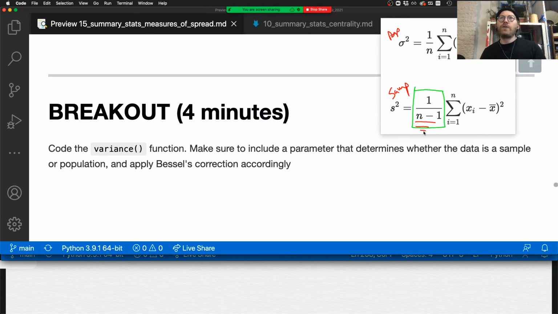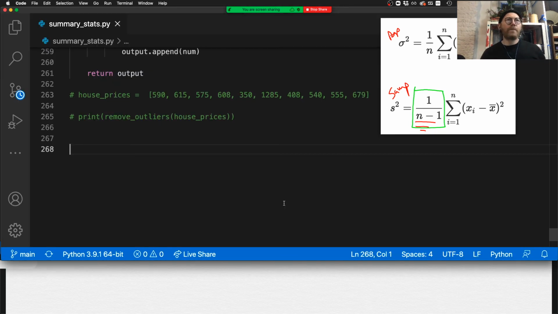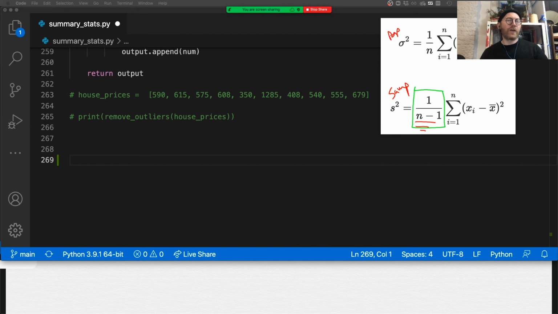So I'm going to have you code the variance function. And I want you to include a parameter that determines whether the data is a sample or population, right? That's just going to be a simple Boolean. I'll show that. And you should apply Bessel's correction based on that. So let me give you a little bit of starter code for that. Of course, you're going to find the previously defined mean function to be helpful here, although it is easy enough to just sum data values divided by the length of the list for the mean.